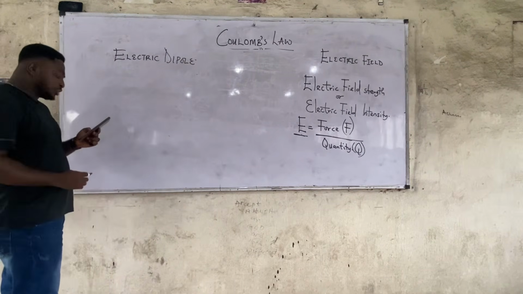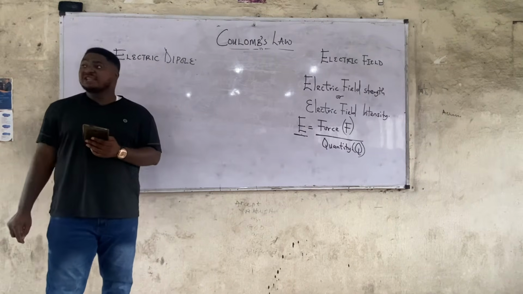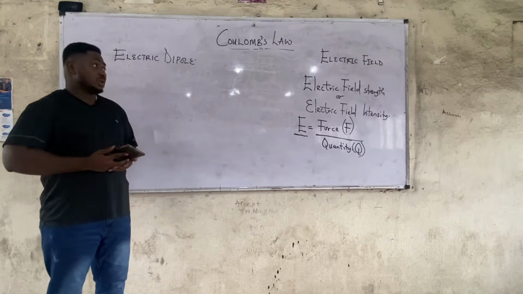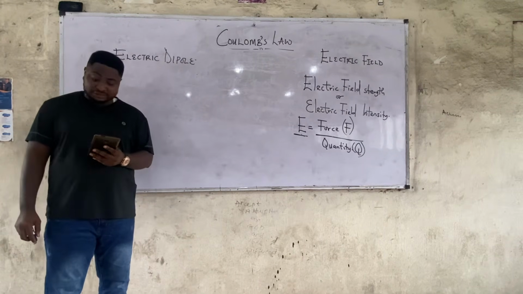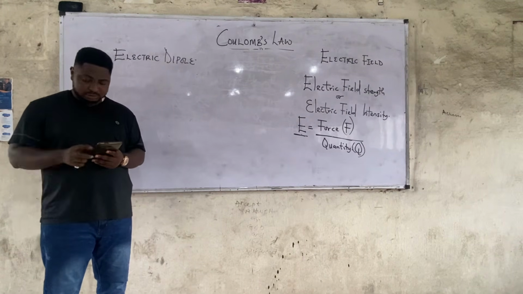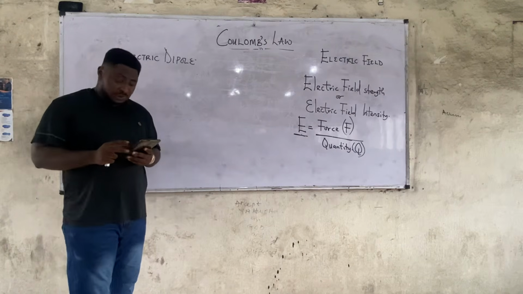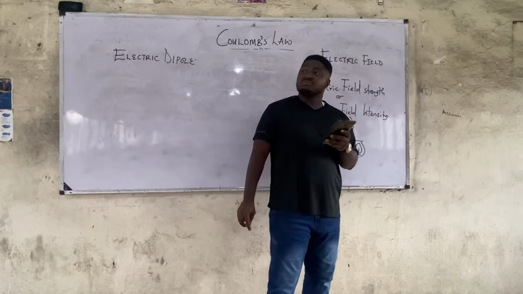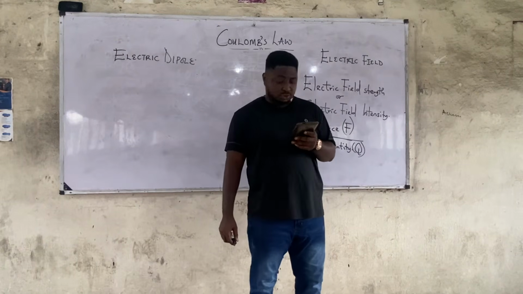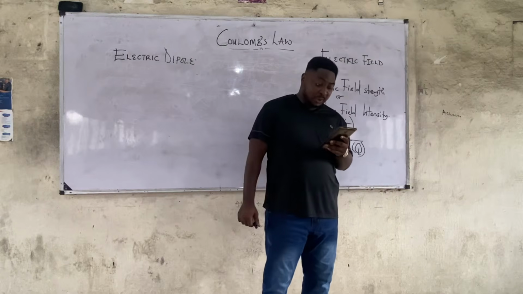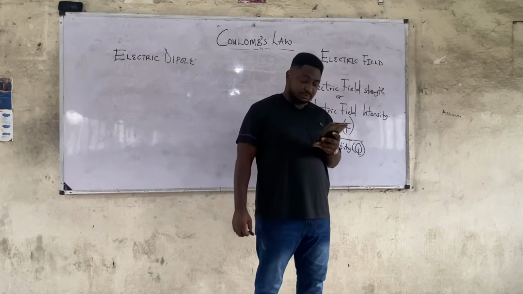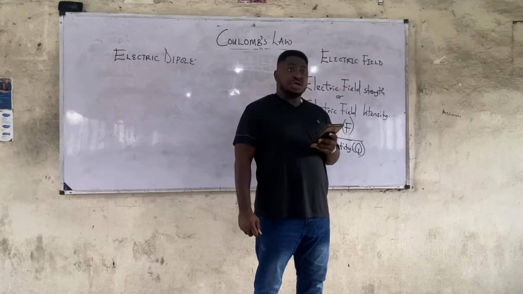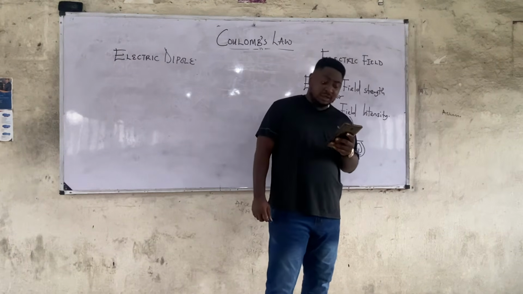Electric dipole: this is an arrangement of two charges of equal magnitude but opposite directions, each separated by an equal distance from the origin.